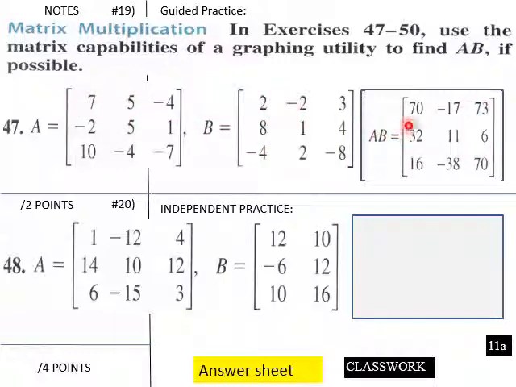So for example, for 70, it'd be 7 times 2 is 14, 5 times 8 is 40, that'd be 54. Then negative 4 times negative 4 would be 16. That would give you a 70. And then row times column will give you your negative 17. Then row times column will give you your 73. And then for this row here, this row times column will give you 32. This row times this column will give you 11. This row times this column will give you 6.